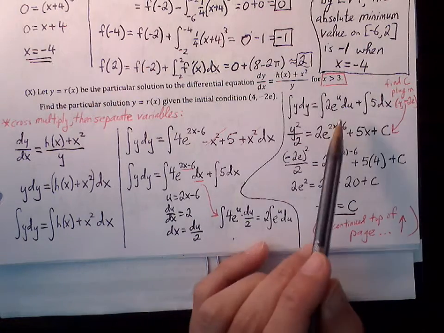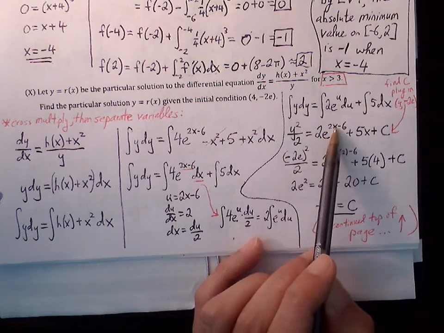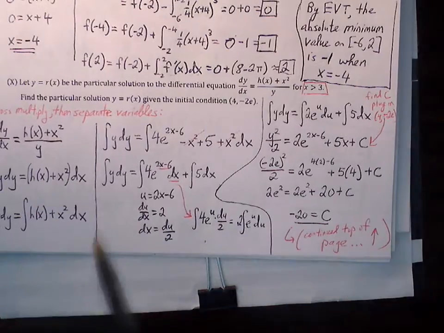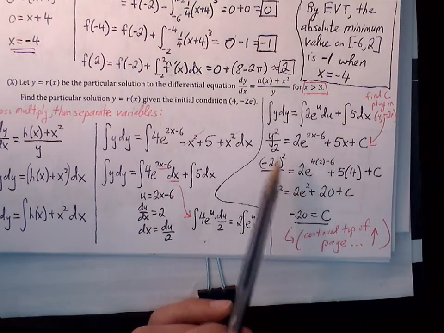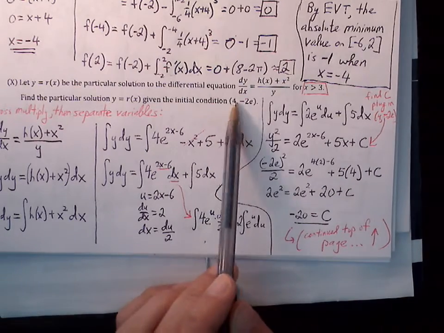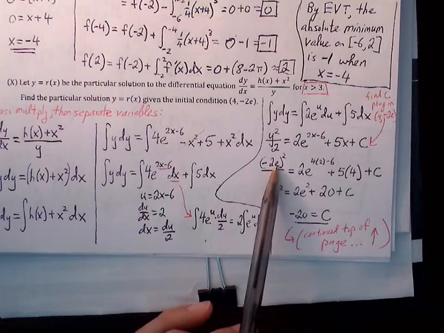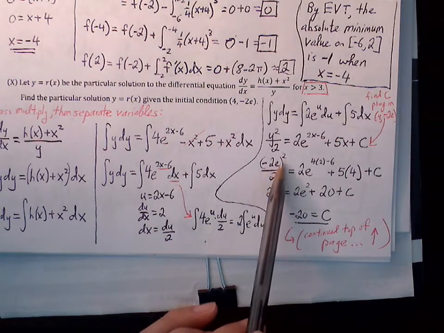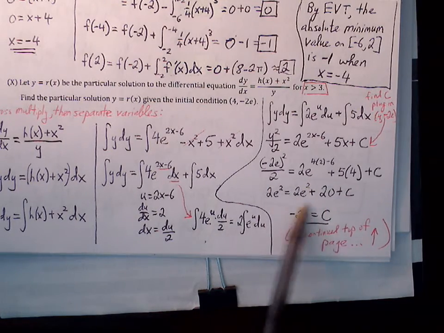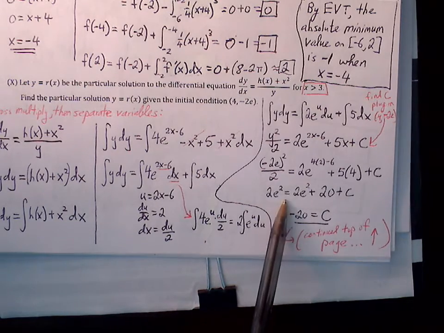And now we can find the antiderivative. 2e to the u is just 2e to the u. 5 becomes 5x. A plus c shows up, and the left side is y squared over 2. Once that plus c shows up, I'm going to take my ordered pair and see if I can use it to solve for c. So 4 plugs in for x, negative 2e plugs in for y. This becomes 4e squared over 2, which is just 2e squared, and everything else cleans up to be c is equal to negative 20.